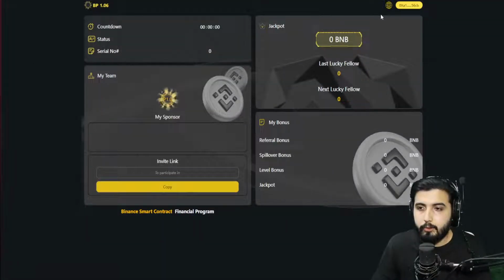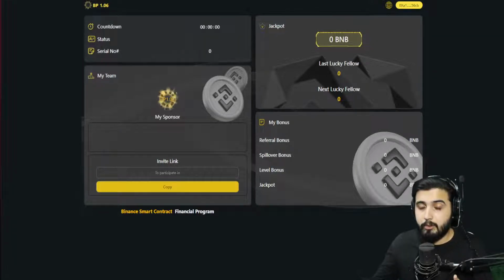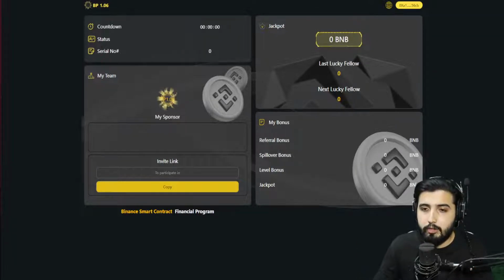So this is where you get in. This is the countdown status, and the serial number, if you have 1 or 2, for the jackpot. And here, it'll show you your team. Since I didn't connect my wallet here, I'm not sure why it's showing me this, because I don't have it on this browser. I have it on a different browser on a different laptop, just to be more safe and secure.